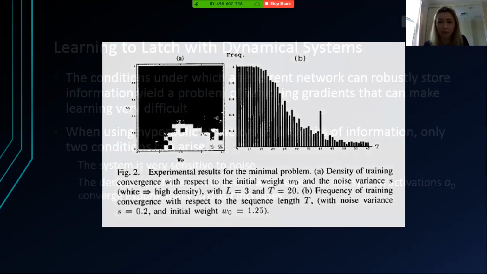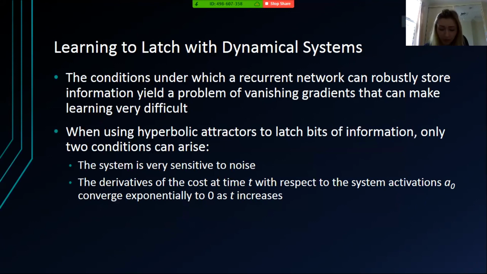Okay, so learning to latch with dynamical systems. The conditions under which a recurrent network can robustly store information in the way defined in this paper, which means with hyperbolic attractors, yield a problem of vanishing gradients that can be very difficult to learn. So using hyperbolic attractors to latch bits of information can result in one of two conditions. Either the system is very sensitive to noise, or the derivatives of the cost at time t with respect to the system activations A0 converge exponentially to zero as t increases. So this is the essential reason for the difficulty in using gradient descent to train a dynamical system to capture long-term dependencies in the input-output sequences.